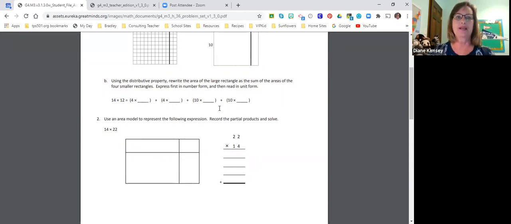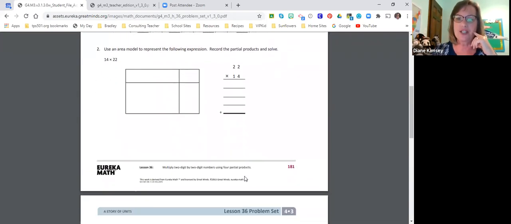Up above in letter B, they use the distributive property. And so it's written going horizontal. And then down here on number 2, it's written going vertical. And so the kids are going to have to transfer that information and going from horizontal to going vertical. And so you're seeing the progression here.